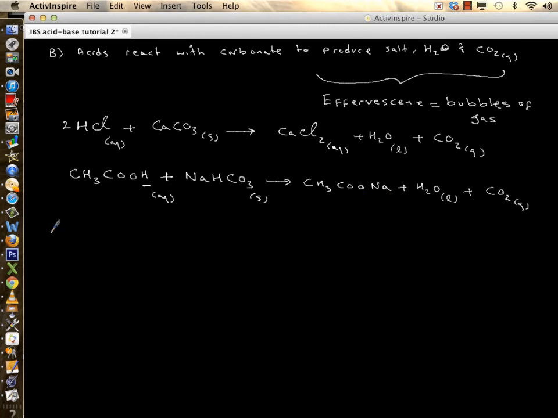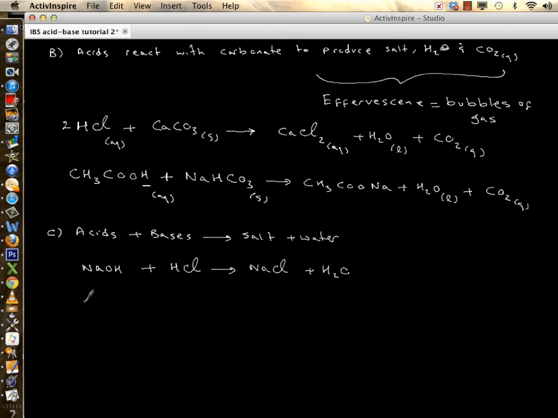The very last reaction of acids is that they neutralize bases. So acids react with bases, and they produce salt and water. This is known as neutralization, and the process is known as titration. Take your sodium hydroxide, which is a base, add it to hydrochloric acid, you produce sodium chloride plus H2O.